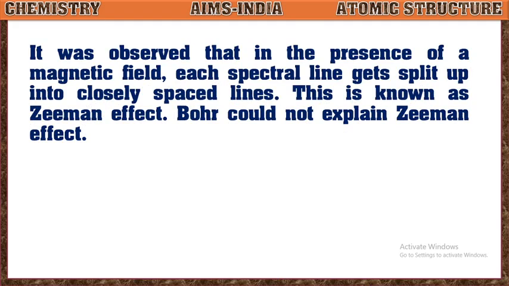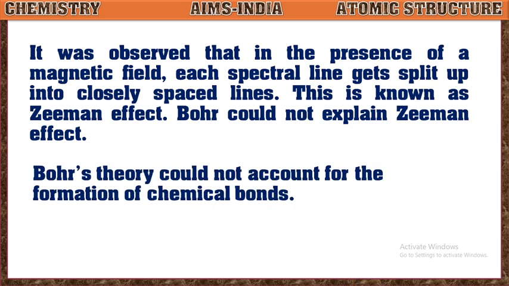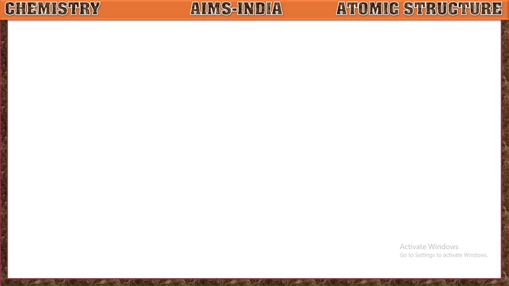It was observed that in the presence of a magnetic field, each spectral line gets split up into closely spaced lines. This is known as the Zeeman effect. Bohr could not explain this Zeeman effect. Similarly, these spectral lines split into closely spaced lines in the presence of an electric field also. That is known as the Stark effect. Even this Stark effect could not be explained by Niels Bohr. Bohr's theory could not account for the formation of chemical bonds.